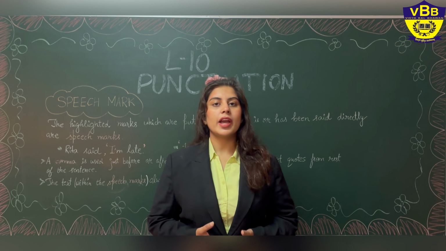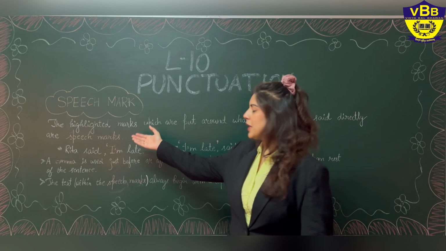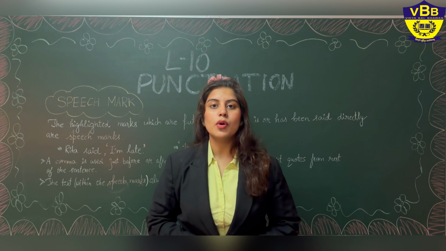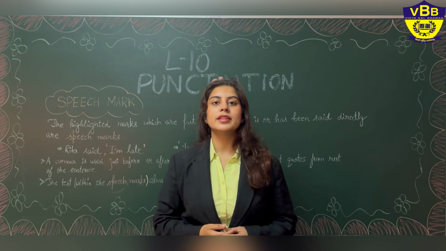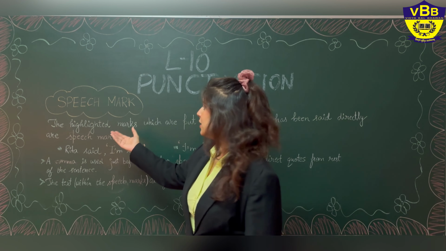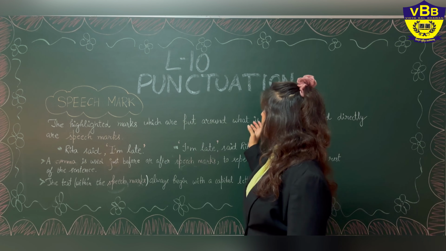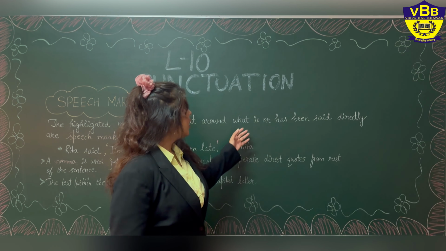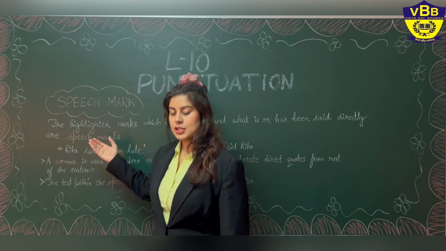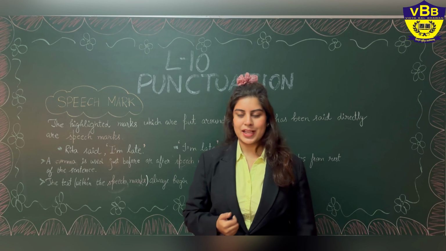Right now we have come up with a new topic, the topic of today: speech marks. So what are speech marks? You can have a look in your book and go through that. There is a definition. The highlighted marks which are put around what is or has been said directly are speech marks. So what do you understand by that? Let's go through an example first, then I'm going to explain.